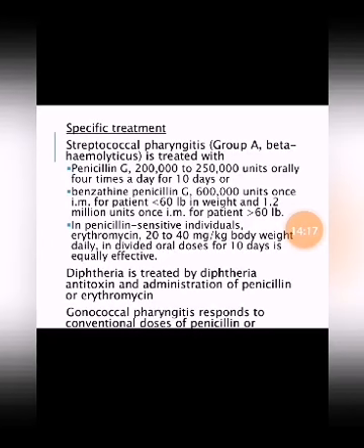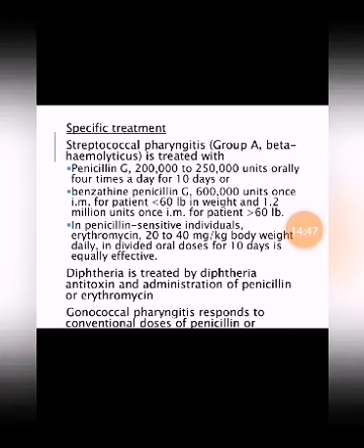Group A beta hemolytic streptococcus is treated with penicillin V, 4 times a day for 10 days. And benzathine penicillin G intramuscular for patients who weigh less than 60 pounds, and 2 million units in 1 IM for patients above 160 lb.